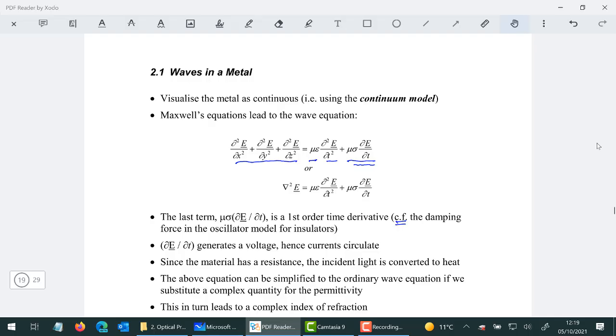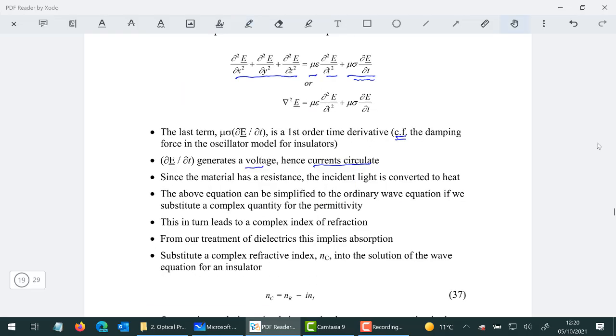So this dE by dt term generates the voltage that makes currents flow, and since the material has a resistance, the light gets converted into heat. So this time the energy is being lost by moving the electrons around freely within the metal, and those electrons then bumping into the lattice of the metal structure and transferring energy that way.